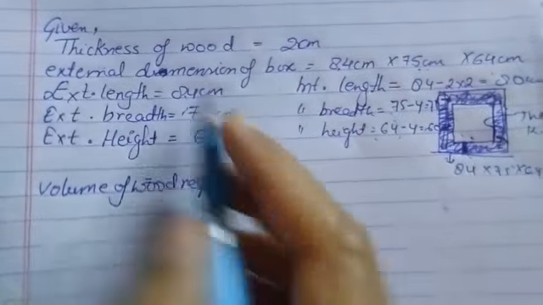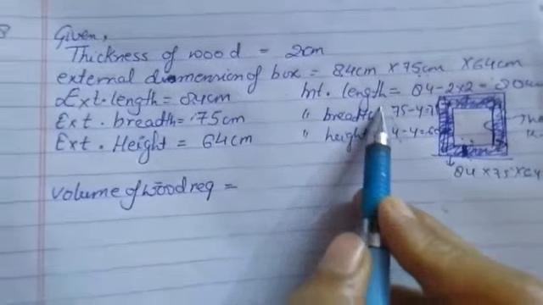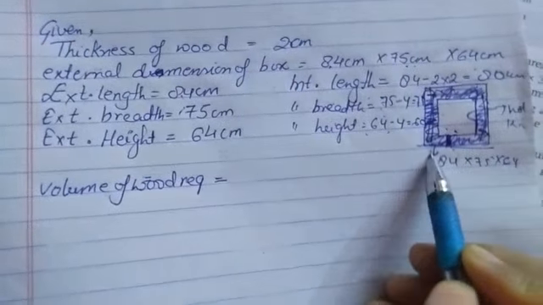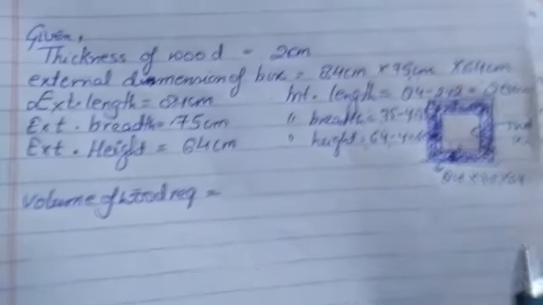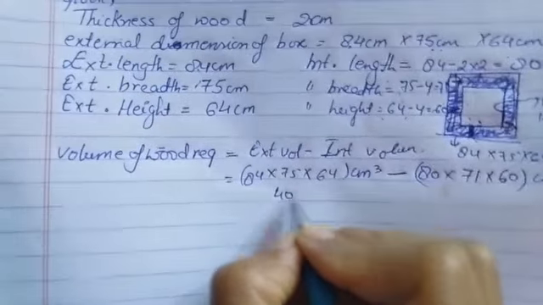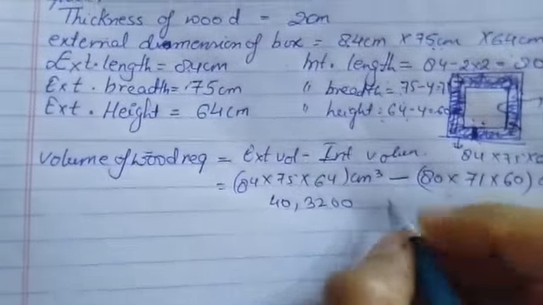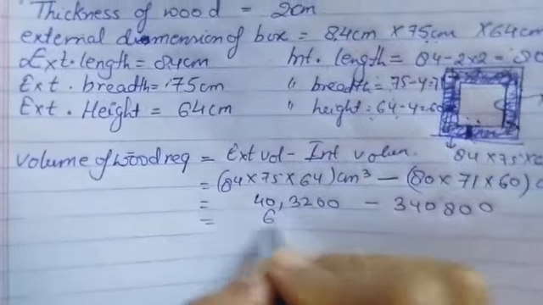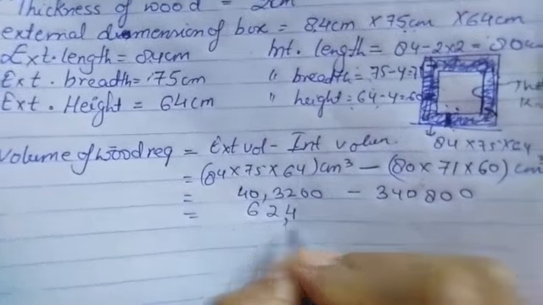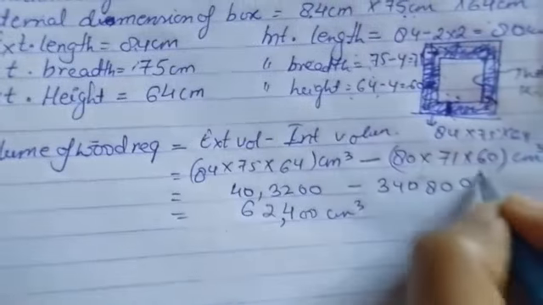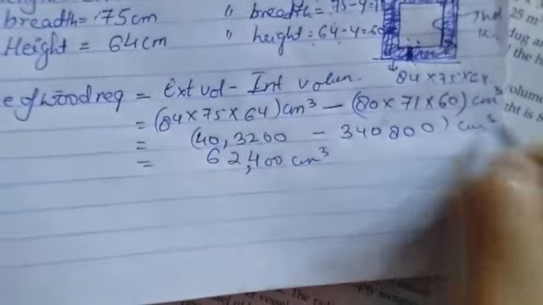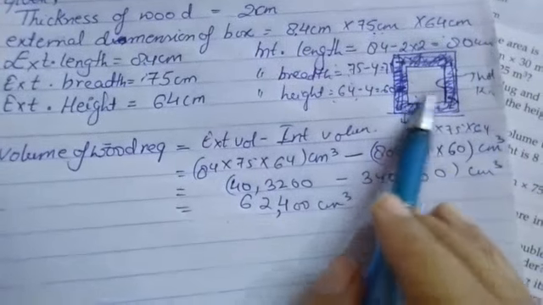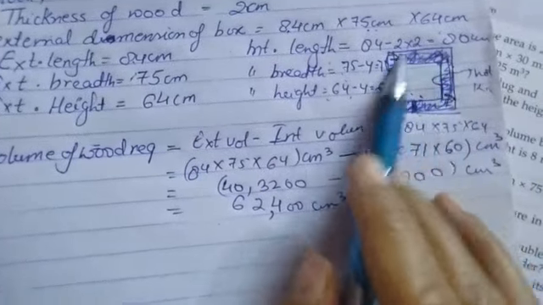So the volume of the wood required is external volume minus internal volume. इसमें से इसको सब्ट्रैक्ट कर देंगे तो हमें ये जो बीच का हिस्सा है ये multiplying this to, I will get, subtracting I get 62,400 centimeter cube. This is the volume of the wood that is required to make the box.